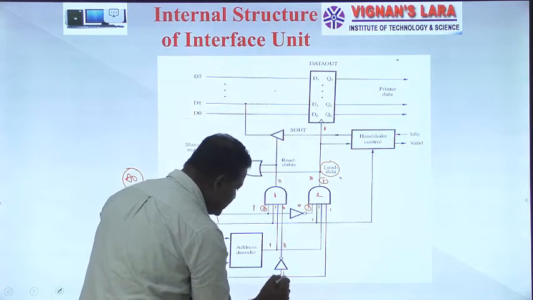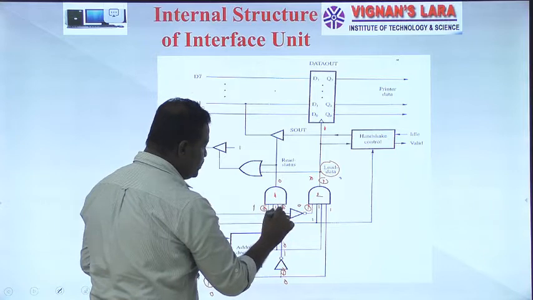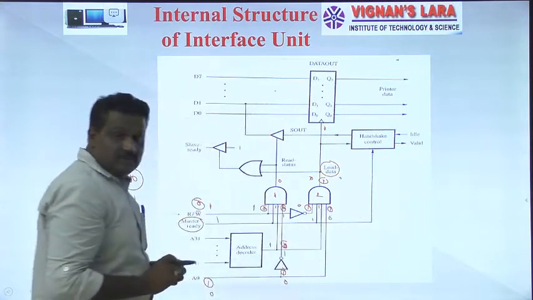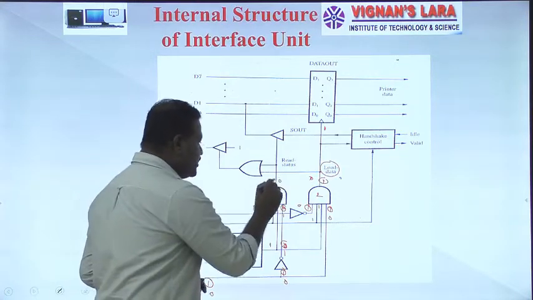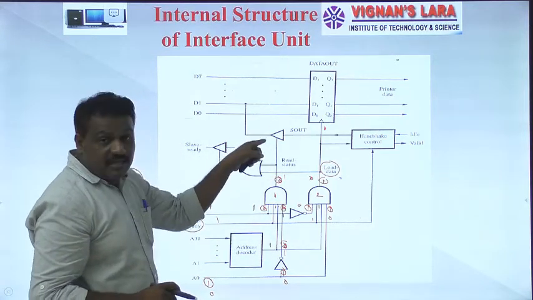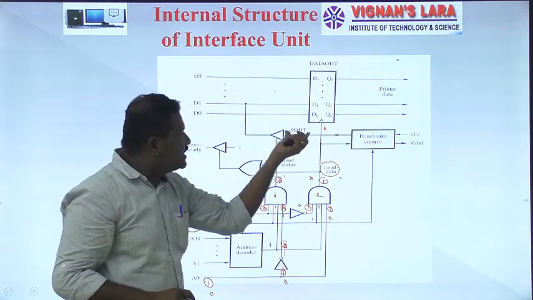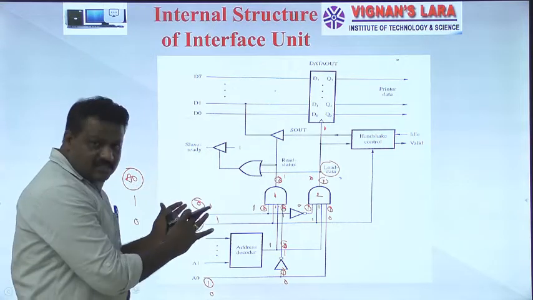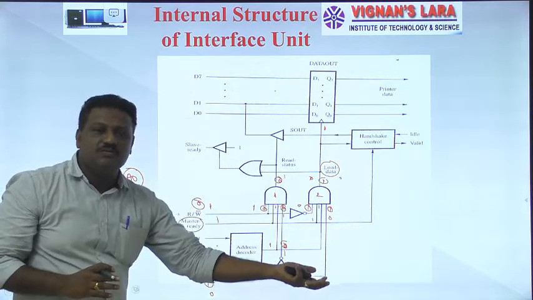If A0 is 0, the output of the NOT gate is 1, so this now changes to 1. Now for AND gate 1, all inputs are 1, so the output is 1. If it is 1, it reads a status. Now it acts as the enable signal for this tri-state buffer. It will access the SOut information with the help of D1. So like this, the output interface helps us to transfer data to a printer.